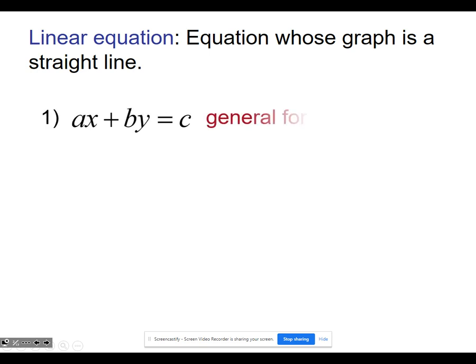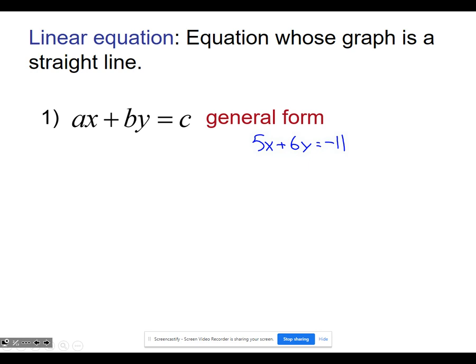Now, there are 3 forms to a line that you guys have seen over the years. The first is called the general form. This is the least useful version of a line. The general form, 5x plus 6y is equal to negative 11. I don't know the slope. I don't know the y-intercept. I don't know the direction of the line. I don't know how steep it is. There's not a whole lot that I have.